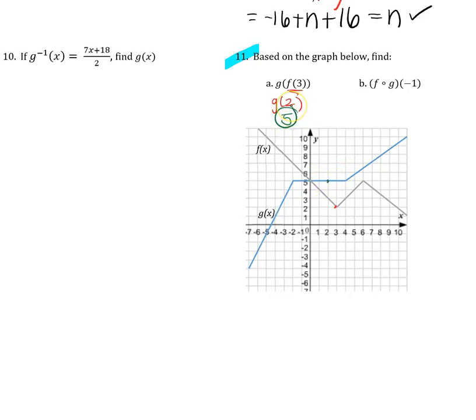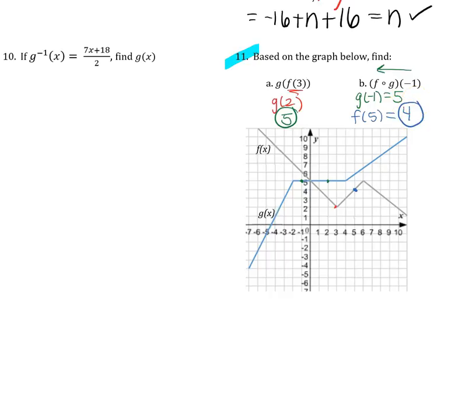So that's my answer. Now, if it's written in composition notation like this, so this is nested, this is composition, again, you're reading from right to left. So the first thing you'll do is g of negative 1. So I'll go to x equals negative 1, go to my g function, which it looks like I come out at y equals 5. Then I'll go into my f function. What is f of 5? Go to x equals 5, go to my f function, and I come out at y equals 4. So that's my final answer.